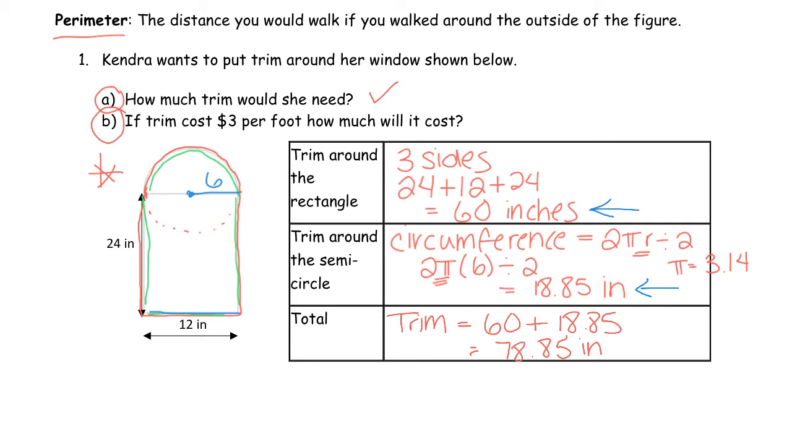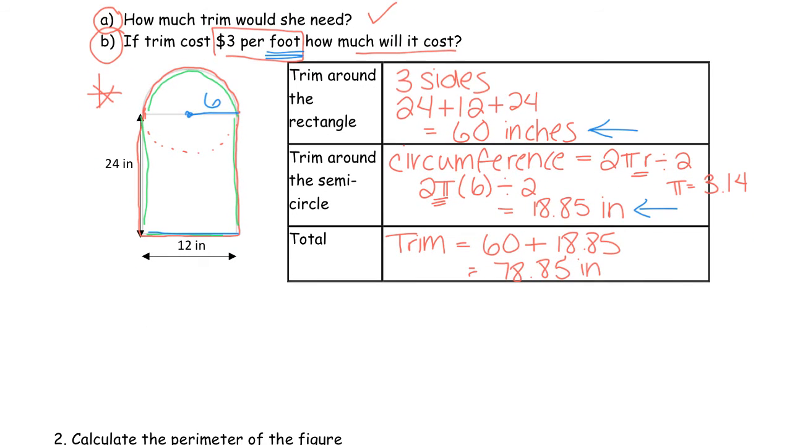When we take a look at question B, it's asking if the trim cost $3 per foot, how much will it cost? Okay, so the first thing I want you to notice is that this question is telling us that it's $3 per foot. But our answer here of how much trim we have is actually in inches. So we're actually going to have to convert our inches to feet. So for part B, we want to change that 78.85 inches into feet.